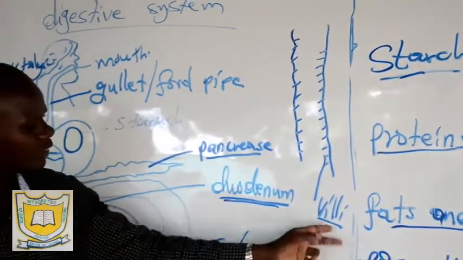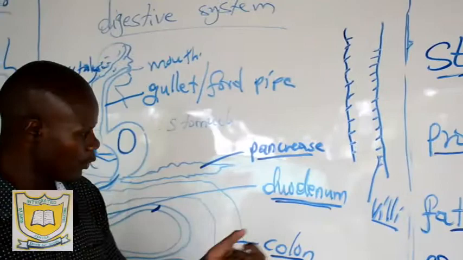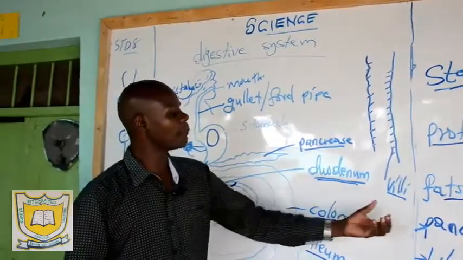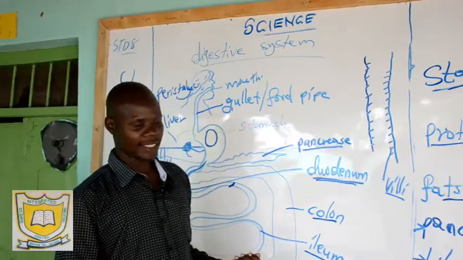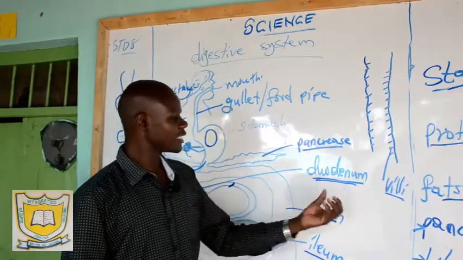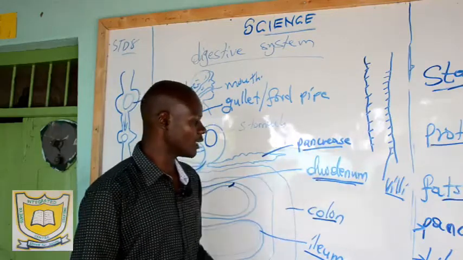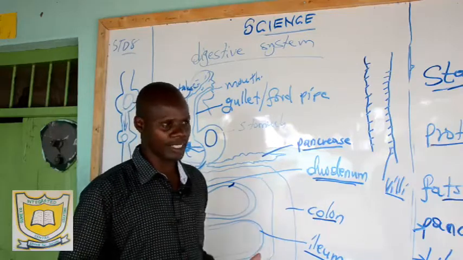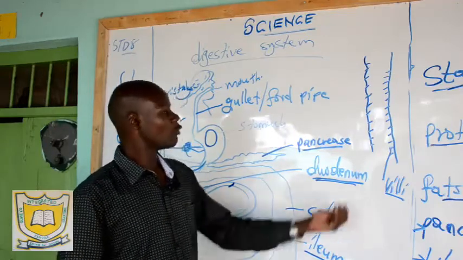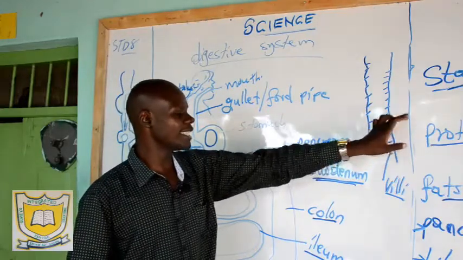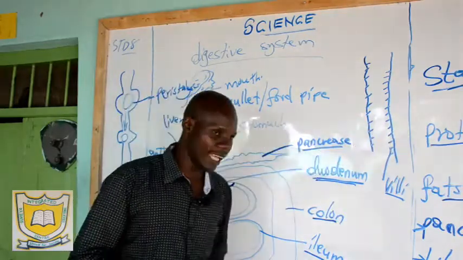Now, what is the function of the villi in the small intestine? You find that the villi are the ones that absorb food nutrients that have been digested. So the absorption process takes place in the small intestine. What is absorption? The food nutrients we eat are supposed to serve purposes in our body. So from the small intestine, those nutrients enter the body, the blood system, through the villi.